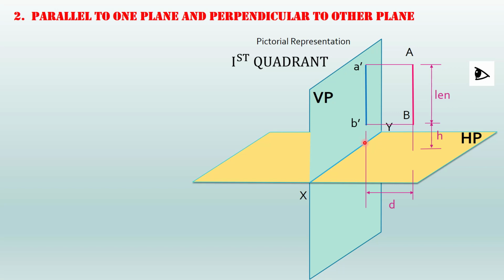Now what will be the distance of B dash? That will be equal to the distance of the original point above the HP. So this distance will be H itself, right?